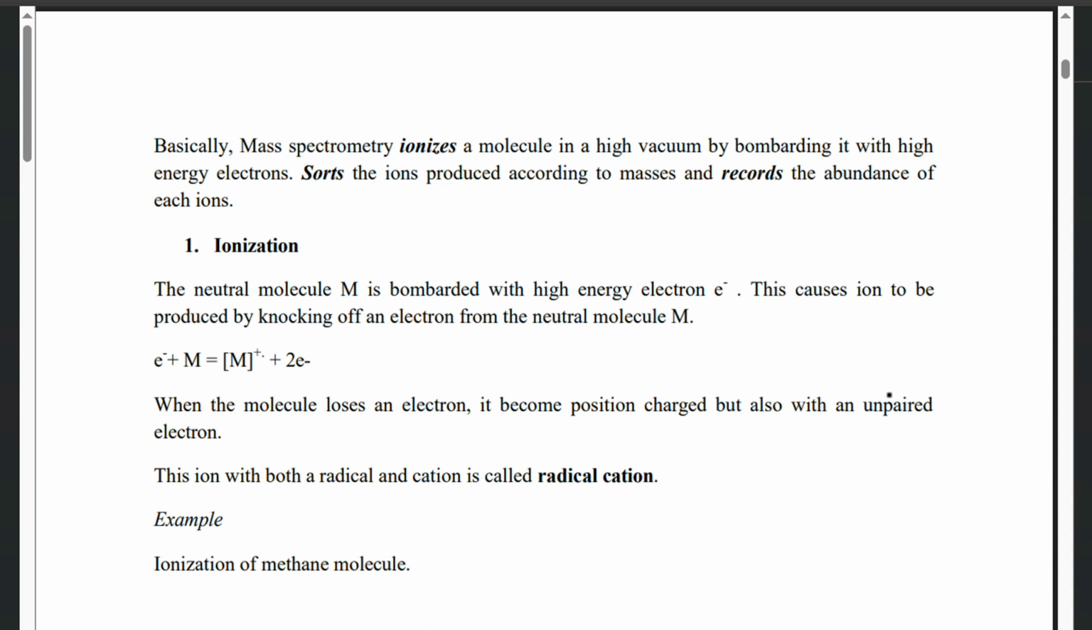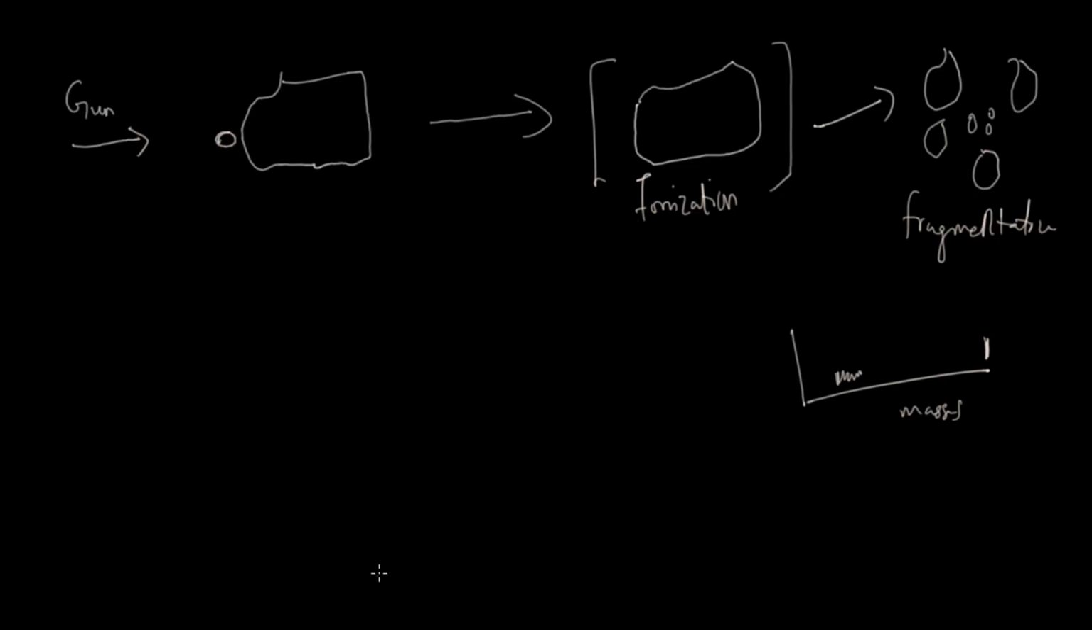When the molecule loses an electron, it becomes positively charged, but also has an unpaired electron. The ion with both a radical and a cation like this is called a radical cation, or simply a molecular ion. So let's explain this with the ionization of the methane molecule.